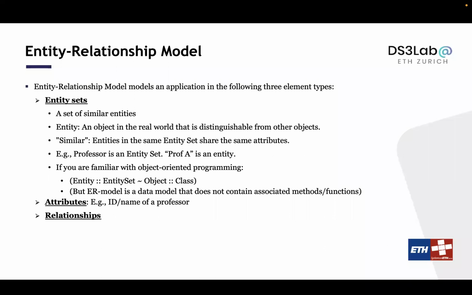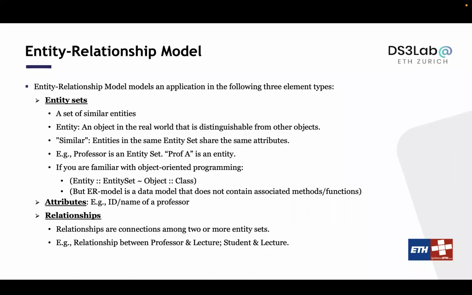And then there's another element type in the entity relationship model called relationships, which are just things that connect multiple entity sets. For example, you could have a relationship between professor and lecture, saying this professor is teaching this lecture. You could have a relationship between students, which is an entity set, and lecture, which is another entity set, saying that students are going to take lectures, for example.